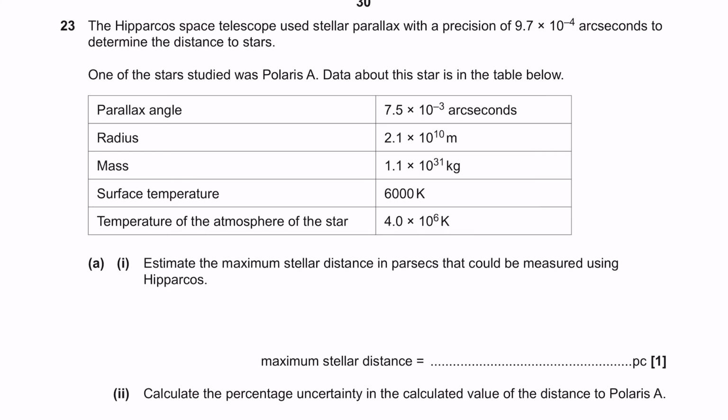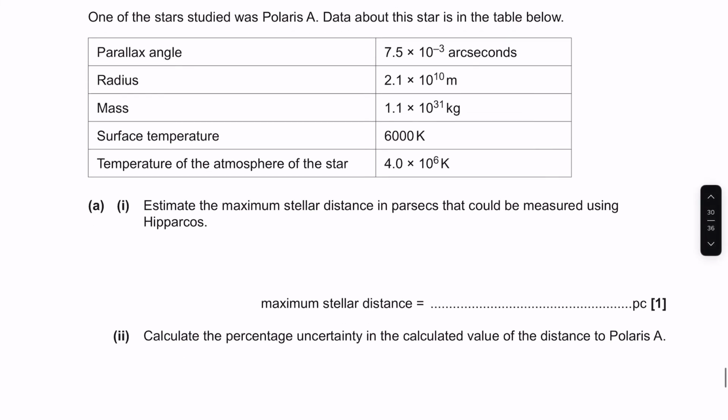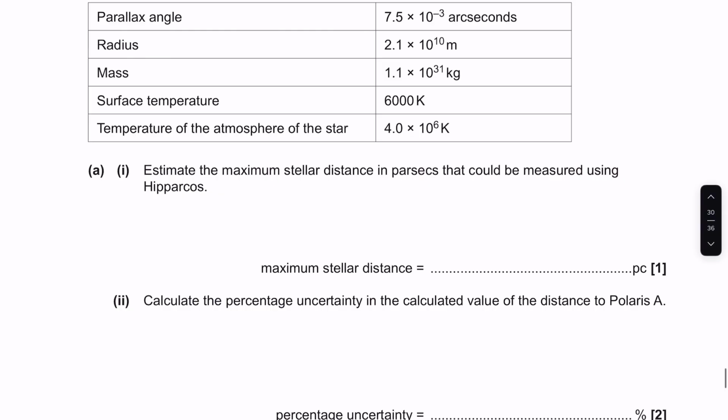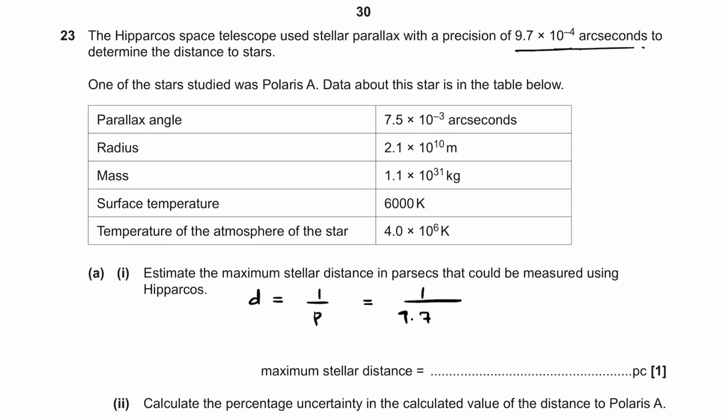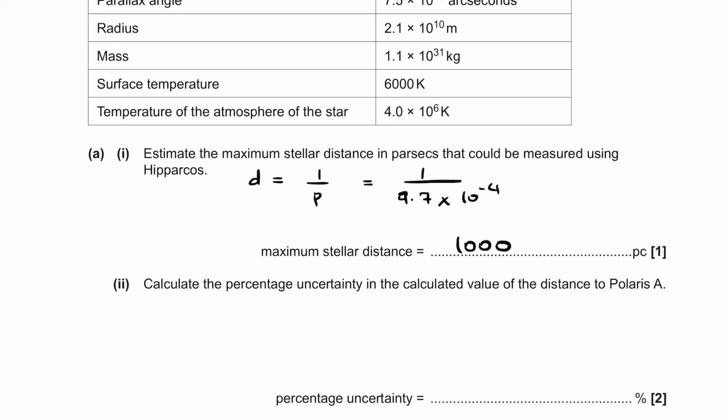The Hipparcos Space Telescope used stellar parallax with a precision of 9.7 times 10 to the minus 4 arc seconds to determine the distance to stars. One of the stars studied was Polaris A, and we've been given the data about this star. Estimate the maximum stellar distance in parsecs that could be measured using this telescope. So we know the formula D equals 1 over P. We are given the arc seconds, so just stick it in the formula and we end up getting 1,000 parsec.